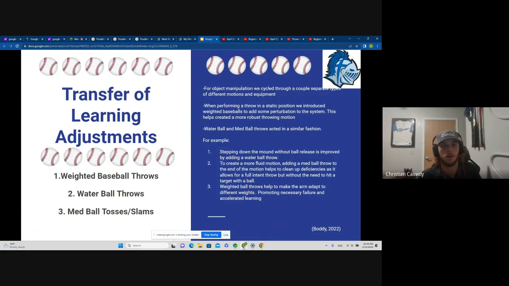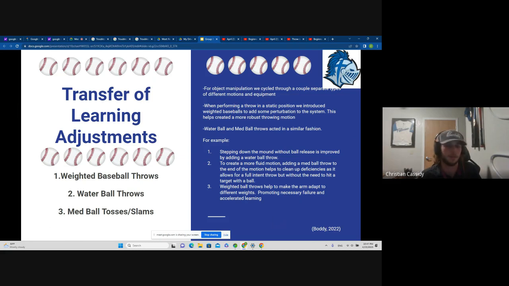Finally, our transfer of learning adjustments. We used weighted baseball throws, water ball throws, and med ball tosses and slams. If he was performing from a static position, we introduced weighted baseballs. So his arm had to get used to different weights and had to stabilize, to promote those healthy failures for balance.